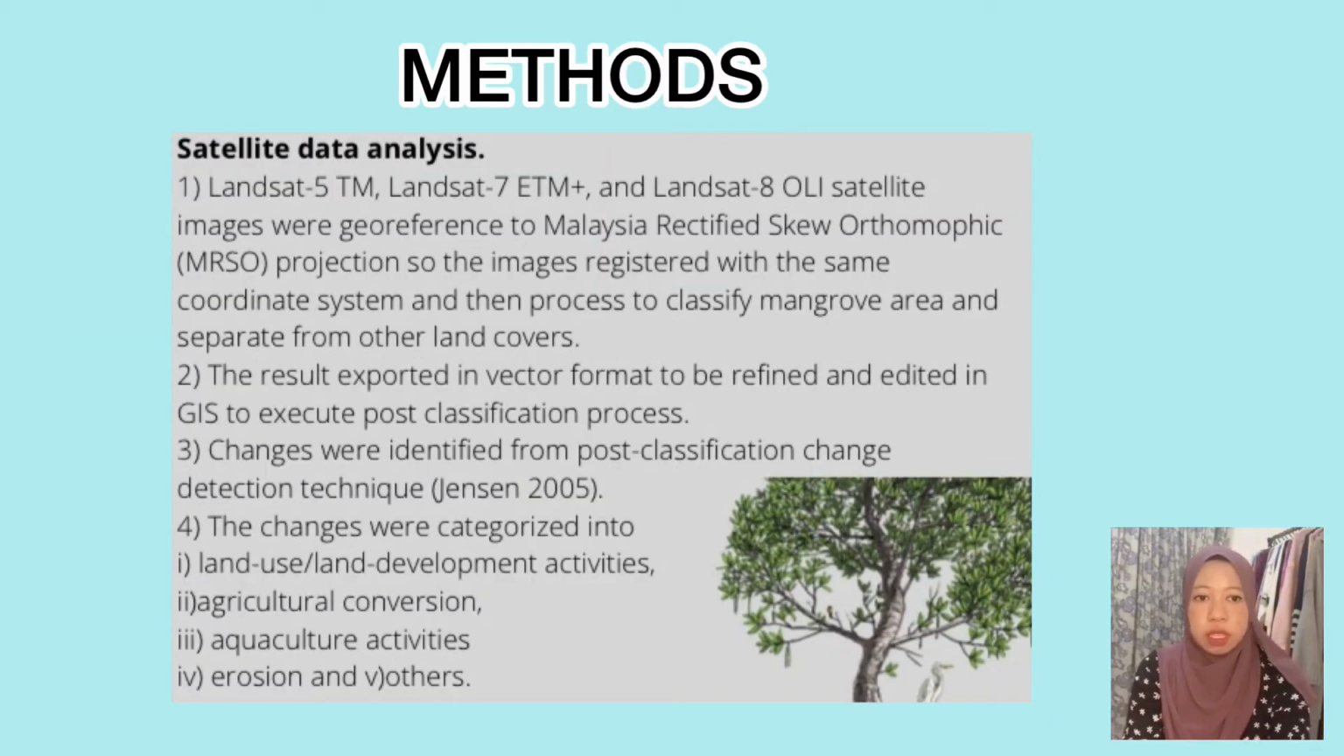For method, satellite data analysis. First, Landsat 5 TM, Landsat 7 ETM+, and Landsat 8 OLI satellite images were georeferenced by the Malaysia RSO, Rectified Skew Orthomorphic, MRSO projection, so the images were registered with the same coordinate system, and then processed to classify mangrove area and separate it from other land covers.